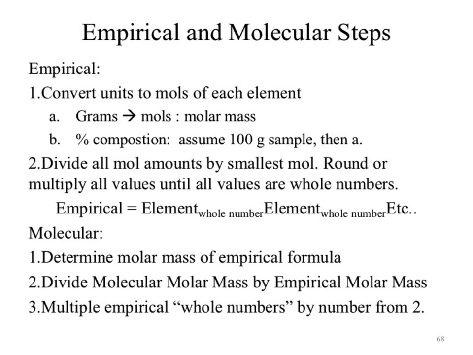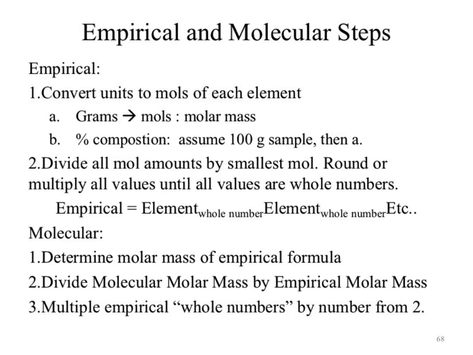Okay? So, in the empirical, our first step is to convert everything into moles for each of the elements. The next step will be to divide all the mole amounts by the smallest mole value that we calculated from number 1, okay, and then round everything off and multiply until we get whole numbers. Okay? That then sets it up with our empirical formula. Each element by the whole number.